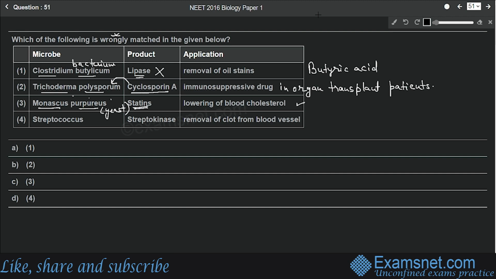Now the last one is streptococcus. This is again a bacterium. The related product is streptokinase. Again, it is a correct one. And we know that this is used as clot buster. That means removal of clot from blood vessels of patients who have undergone myocardial infarction. So this is also correct match. So the only incorrect match is the first one. So the correct answer will be this option number A.